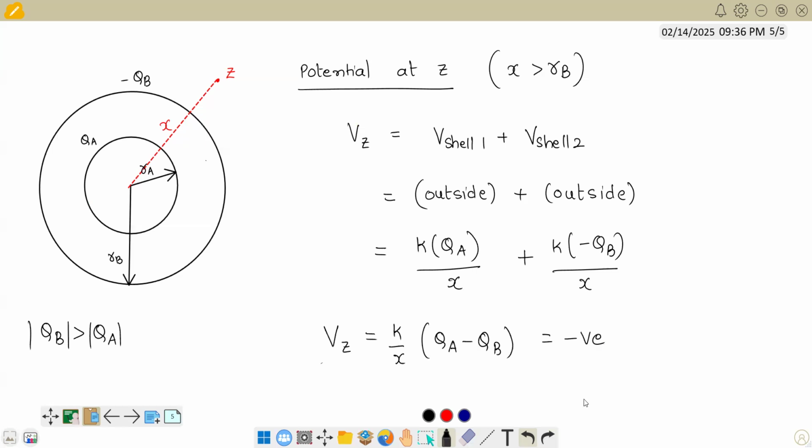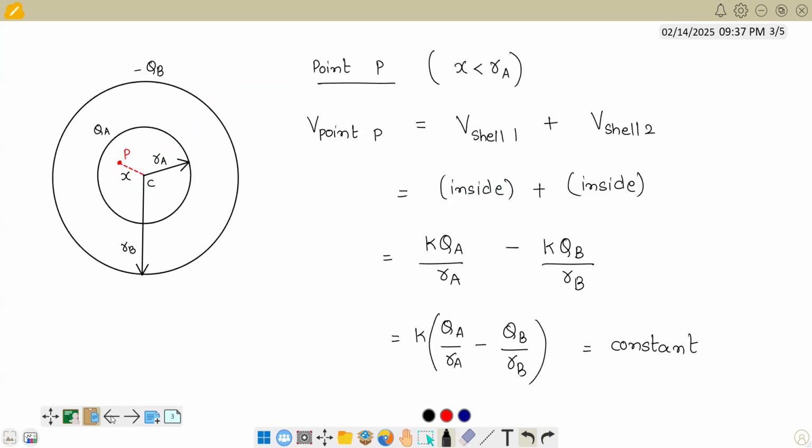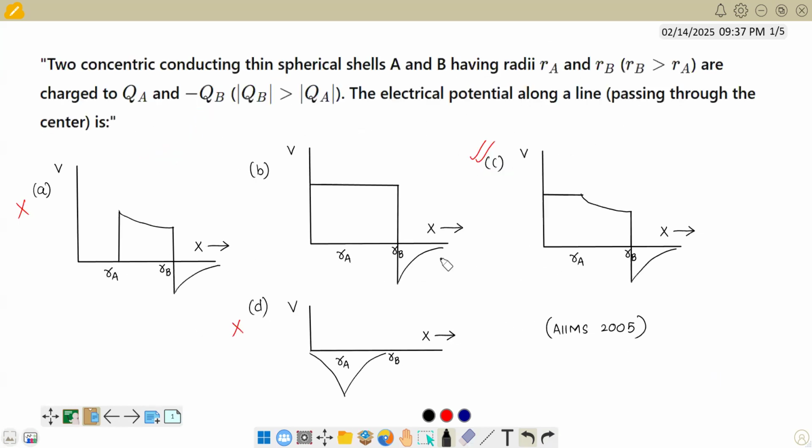Suddenly, our graph must be negative and it must follow a negative hyperbola. Negative hyperbola means suddenly from the positive axis, it will shift to the negative axis. And here it has to follow a rectangular hyperbola. You can clearly see that beyond RB, we are following a rectangular hyperbola. So that is the reason why we have selected option C.